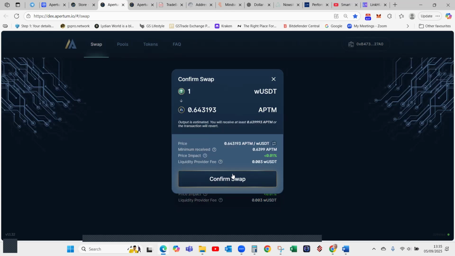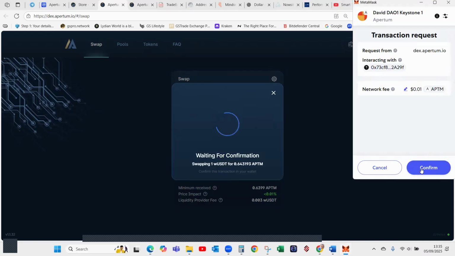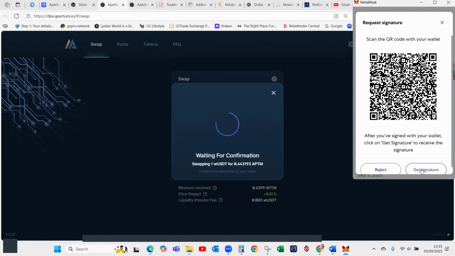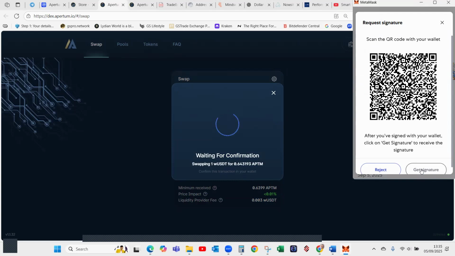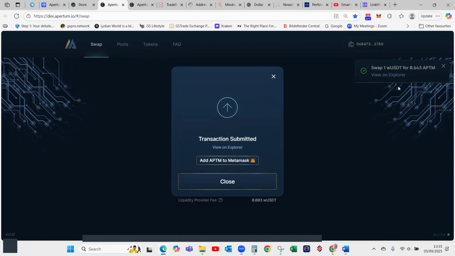I've just got a security device that I'm going to use to quickly confirm the swap, just to give you an idea how you actually swap it. So this is how you accumulate Apertum for step one. You're just swapping your USDT into Apertum and done. So there we go, now I've got some Apertum.